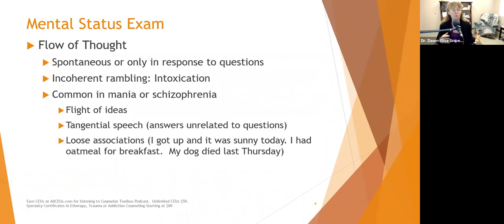We do want to be aware if their flow of thought seems different than the quote average person, then we want to pay attention to it and identify whether this is an issue or whether this is just symptomatic of the situation. Sometimes when people come into our offices, they become very nervous and their flow of thought changes from what it normally is to what they think we want them to say.